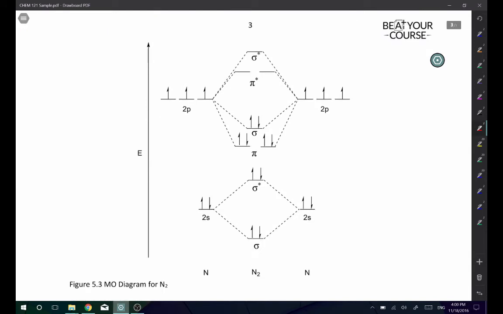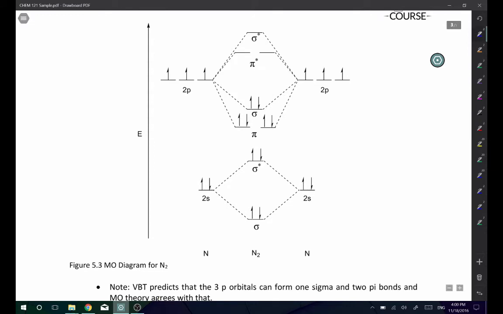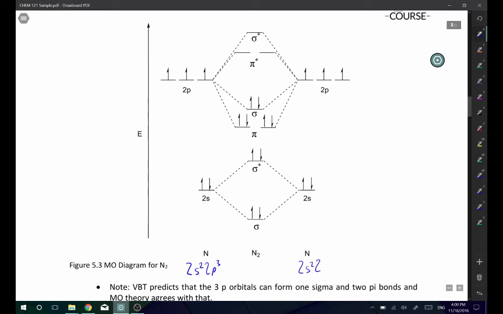So nitrogen, for example, you should know the electronic configuration of nitrogen, just as a little review, 2s2, 2p3, and for this nitrogen as well, the same thing, 2s2, 2p3. So these atomic orbitals are going to combine to give you your molecular orbitals. Now you have three orbitals, and they're all p. So you have px, py, and pz.